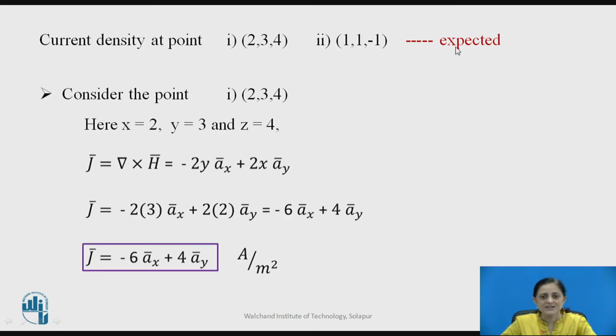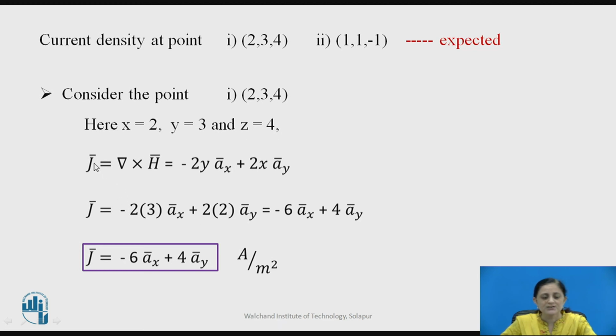Now the expected is that the current density is found at the points given. First point is 2, 3, 4 and second point is 1, 1, minus 1. So the meaning of this is x equal to 2, y equal to 3 and z is equal to 4. So let us consider the first point. Here x is 2, y equal to 3 and z is equal to 4.